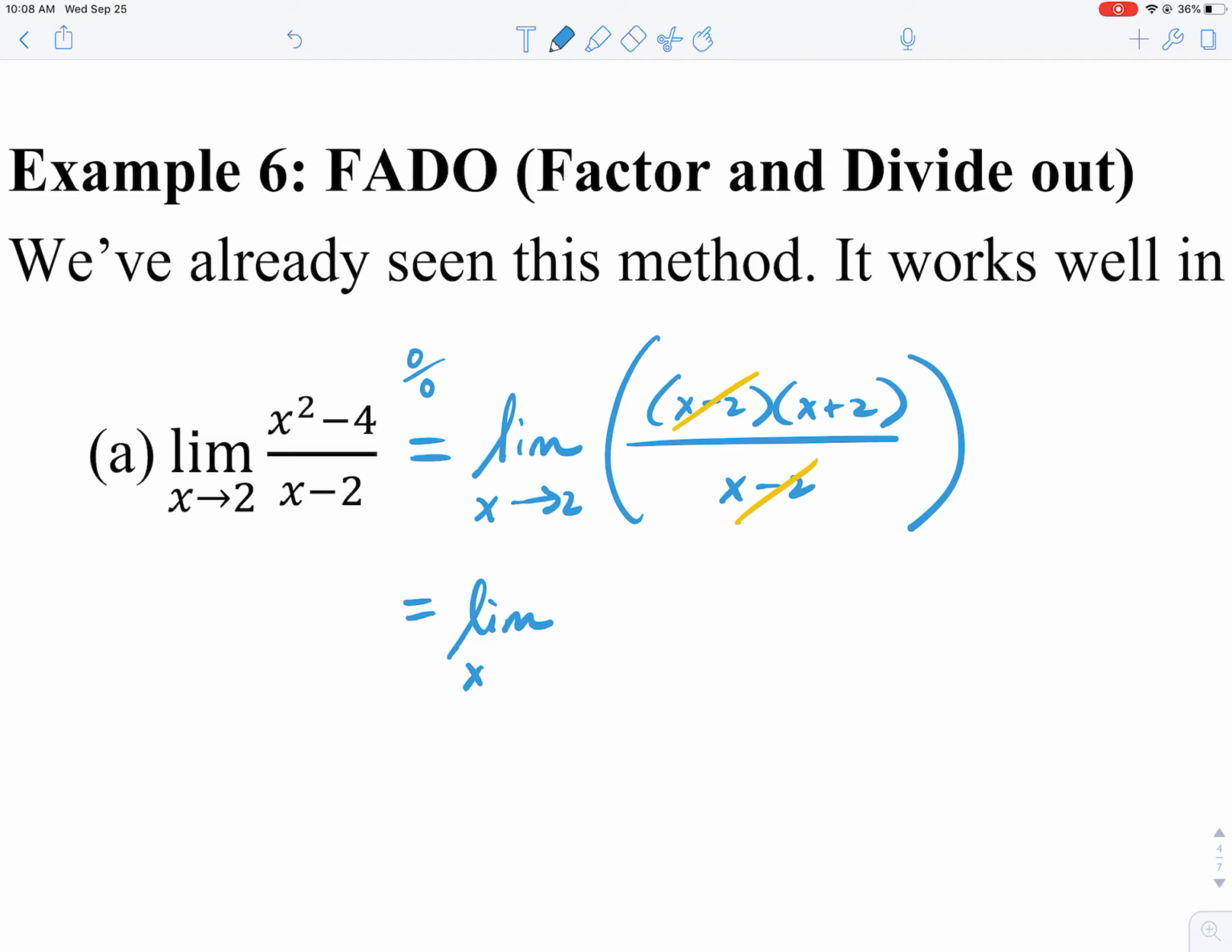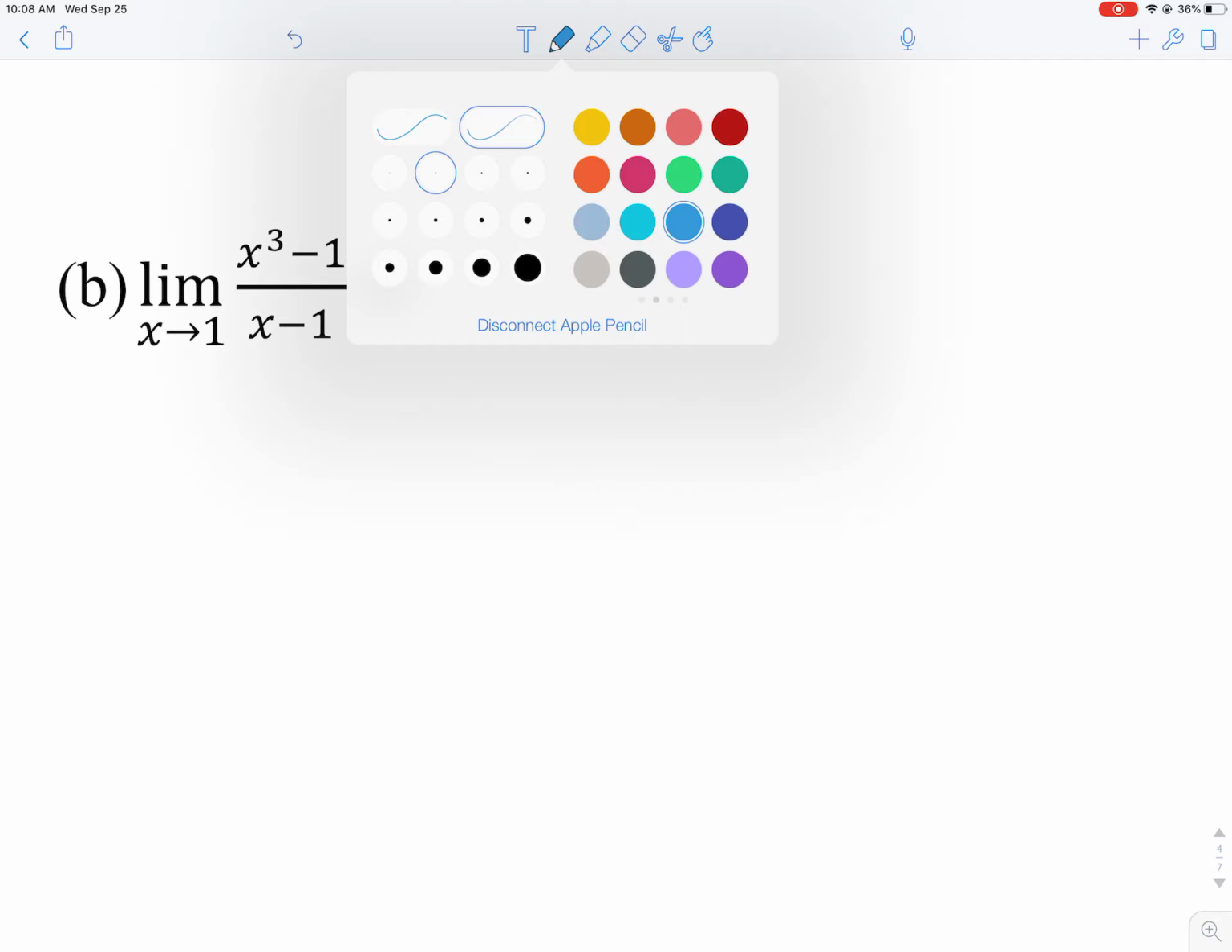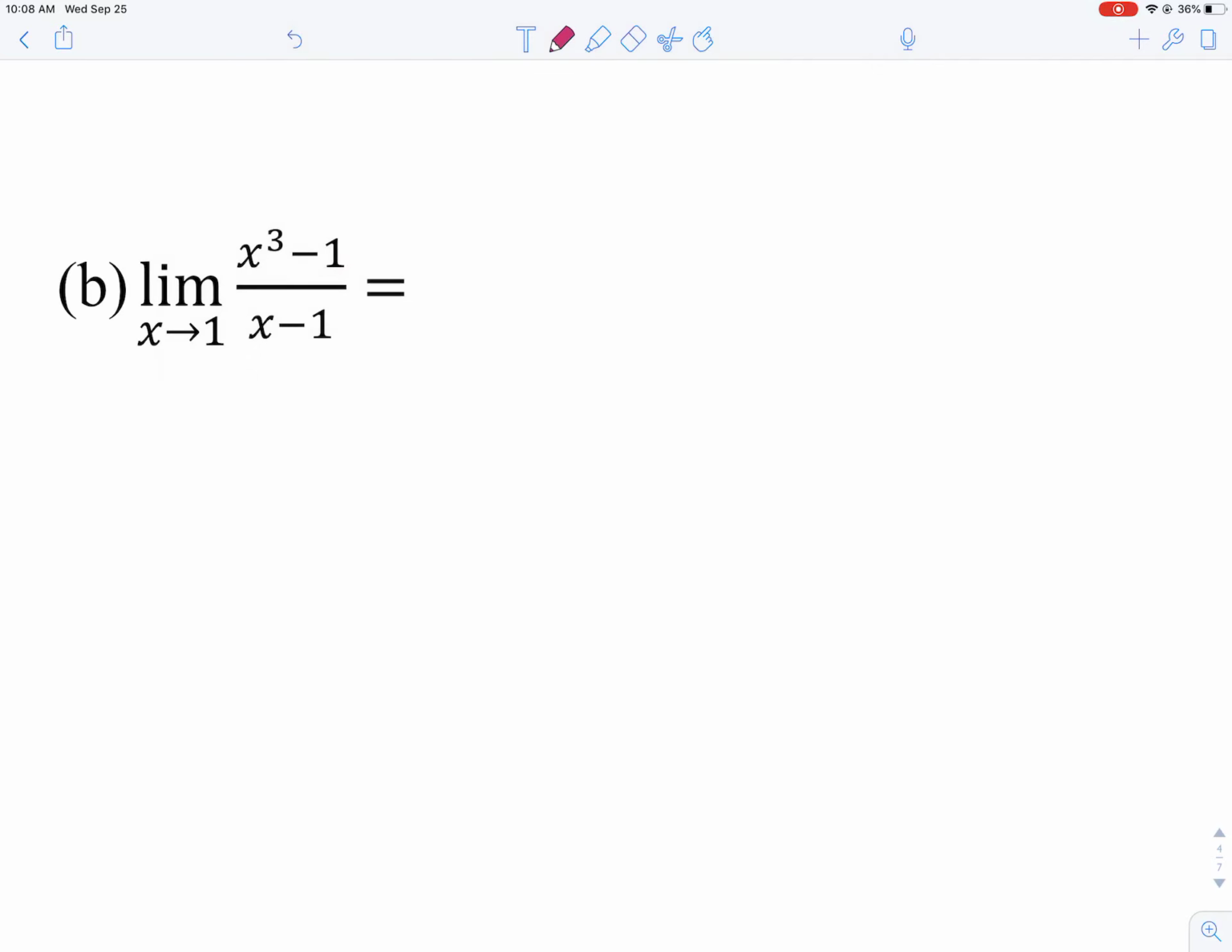So this will be the limit as x approaches 2 of x plus 2. And then now we're ready to try direct substitution again, and we end up with 4. Okay. So again, if you try direct substitution, you end up with 0 over 0.